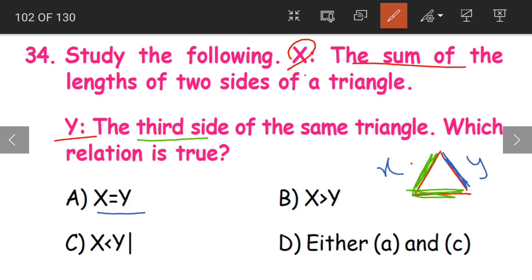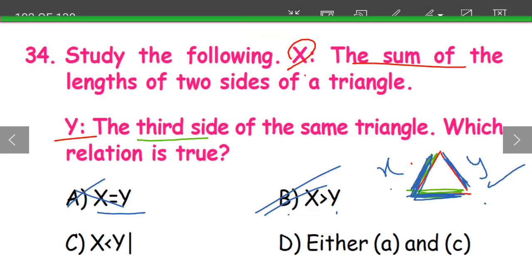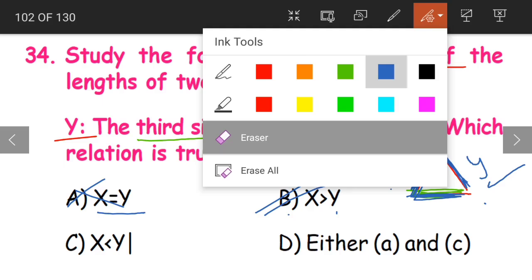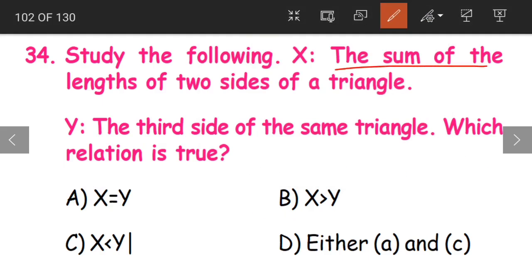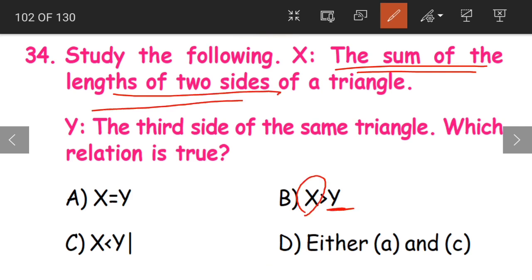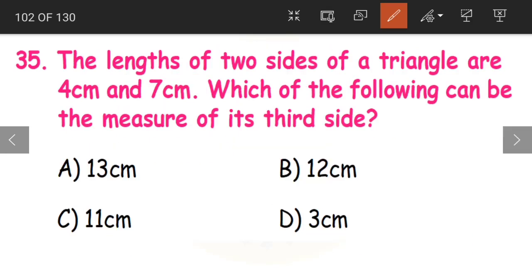Now is x equal to y? Are they both equal? No. Is x greater than y? As we can see, the green line is greater, so x is greater than y. So option B becomes our correct answer. When we have 3 sides of a triangle, the sum of any 2 sides, the sum of lengths of 2 sides of a triangle, is greater than the length of the third side of the same triangle. So option B becomes our correct answer.